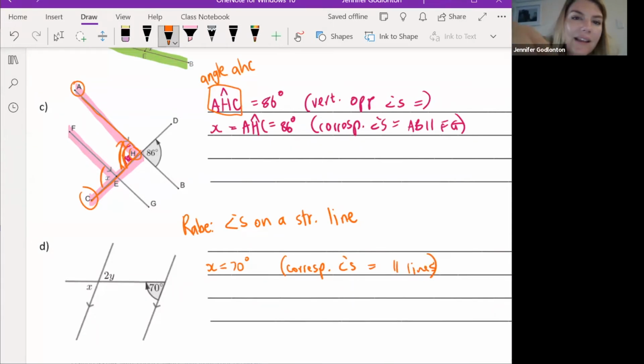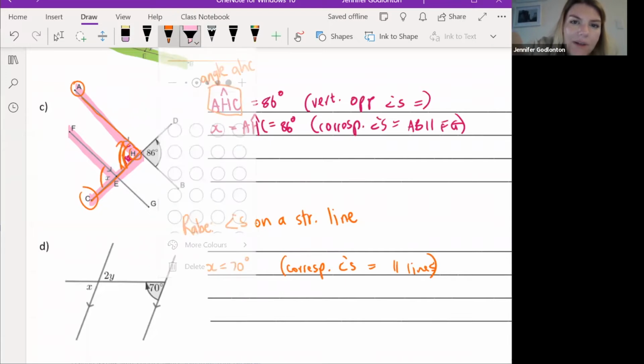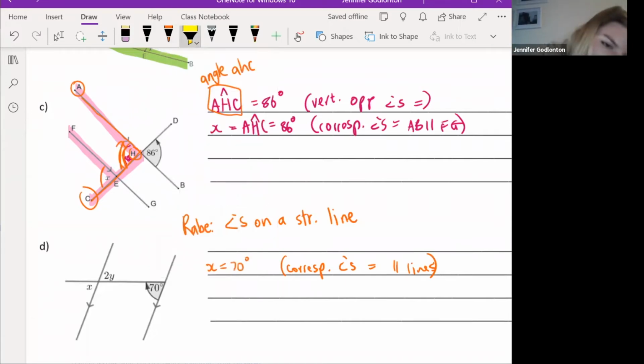Now, the reason that these ones can't be vertically opposite, sweetheart, is if we have a look here. There's my F. Do you see how it's working with parallel lines and why it would be corresponding and not vertically opposite? Oh, okay, ma'am. So if the 2y was 70, yes, exactly. The 2y being 70, that's vertically opposite. Okay, thank you, ma'am. Nice.